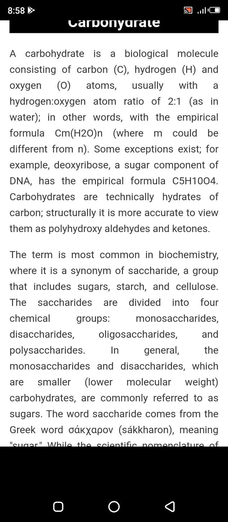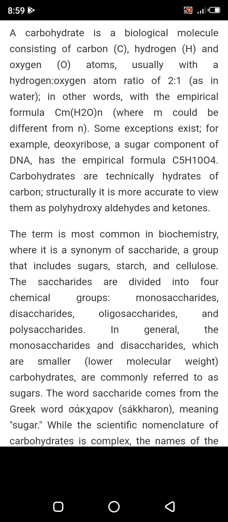Dear ladies and gentlemen, in the above paragraph, we studied that carbohydrate is composed of hydrogen, oxygen, and carbon in the ratio of 2:1. Their general formula is CmH2nOn, and carbohydrates are technically hydrates of carbon. Structurally, it is more accurate to write them as polyhydroxyaldehyde and ketone.